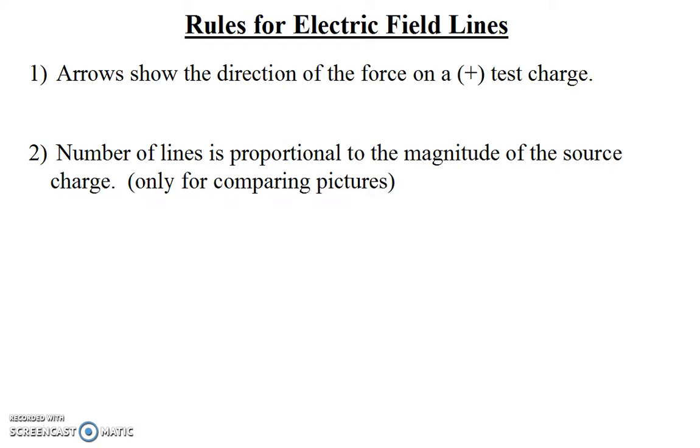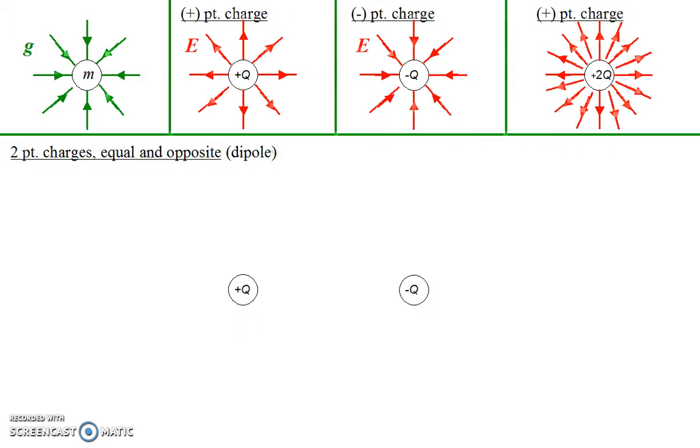This rule comes into effect when you're comparing pictures. Or if you're in one problem and we have 2 charges or multiple charges, and you want to see how many relative field lines each one produces, how much relative field it produces, right? That's when you have the number of lines being proportional to the magnitude of the source charge.